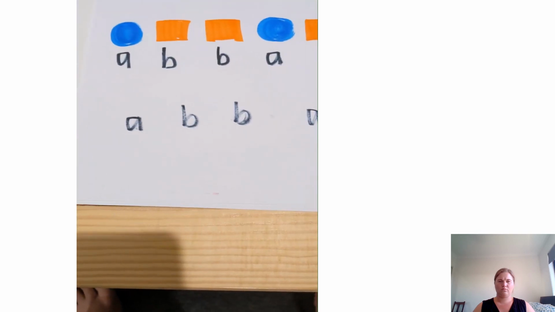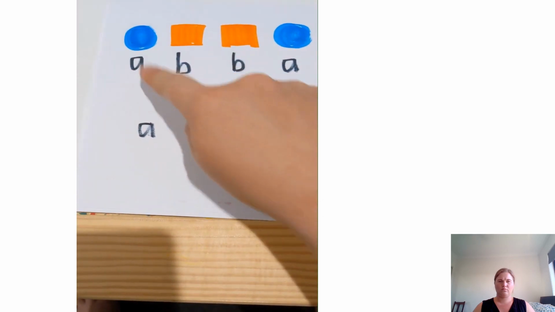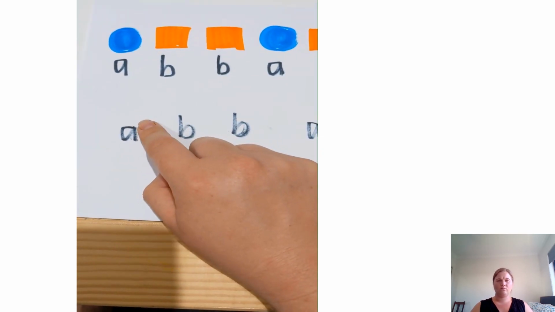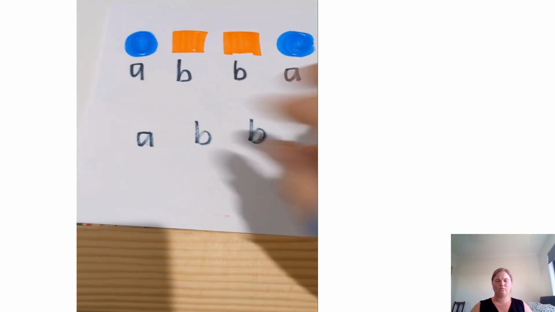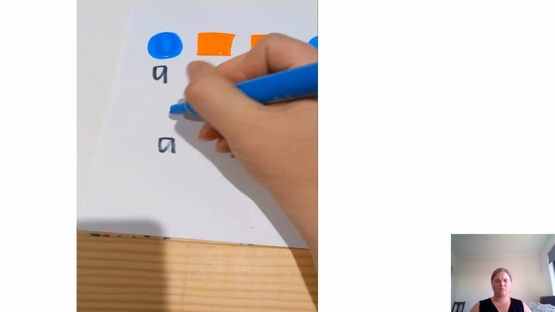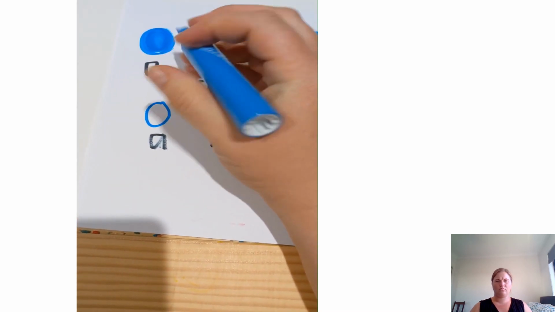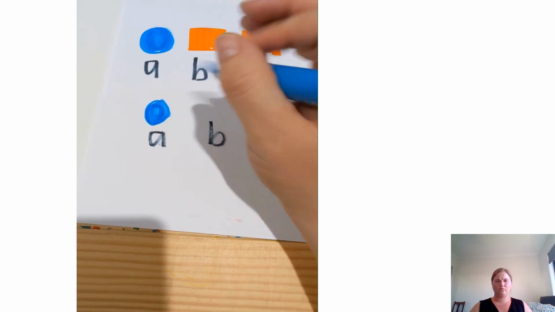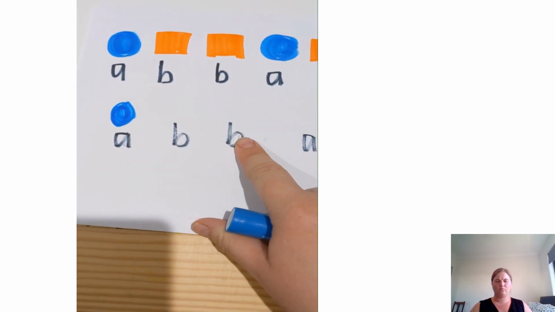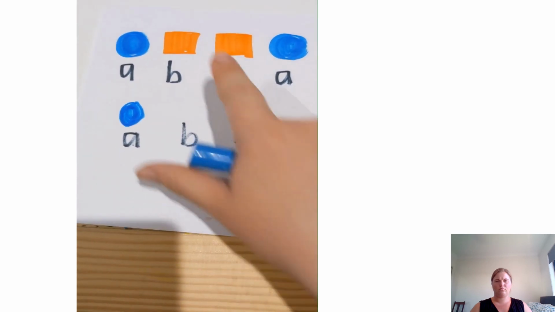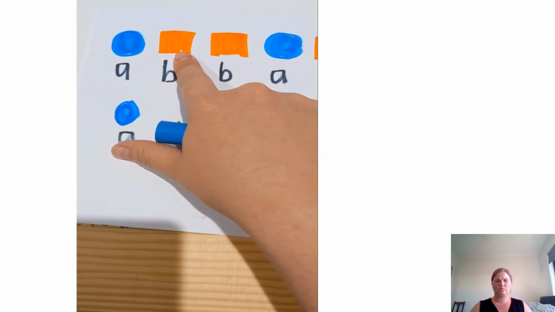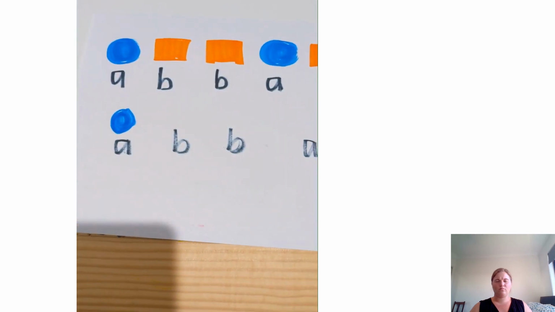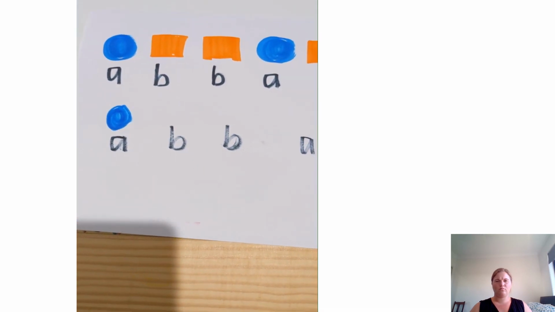Now that I've written my letters, I can use my information at the top to remind me what each letter represents. That's right, the letter A was made using blue or a circle. And I could keep going and know that my Bs mean that there is an orange square. It's another way that I can explain this pattern.